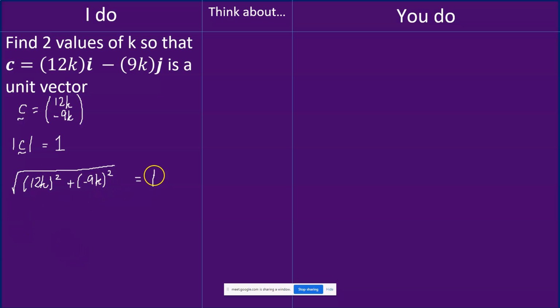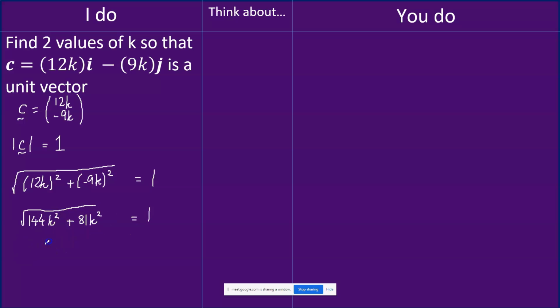Then from there, you could square both sides. I'm not going to, we'll have a look in a second. So we end up with 144 k squared plus 81 k squared equals 1. In fact, I'm going to square both sides now. So 144 and 81, I think is 225, isn't it? Yeah, 225. So I'm going to square both sides now, get rid of that square root.